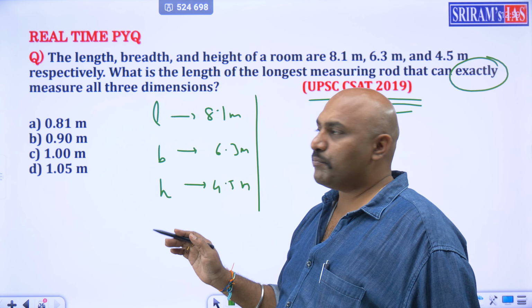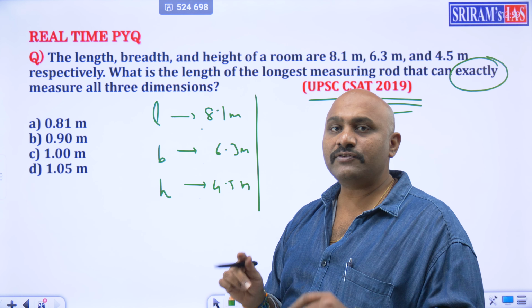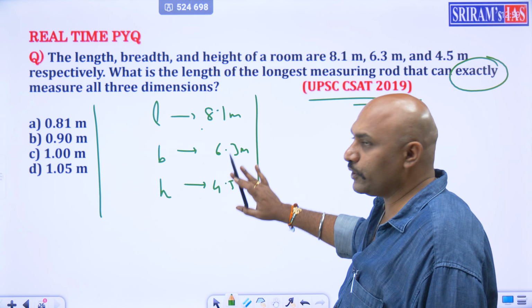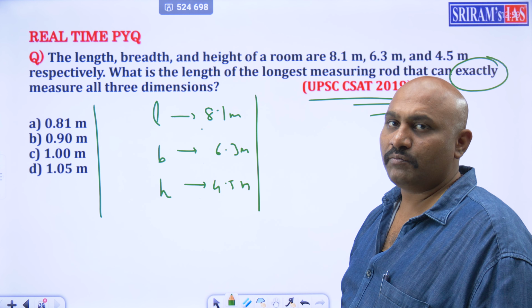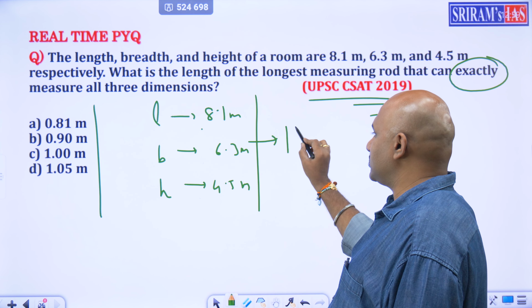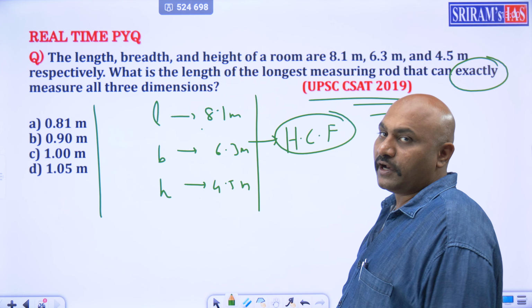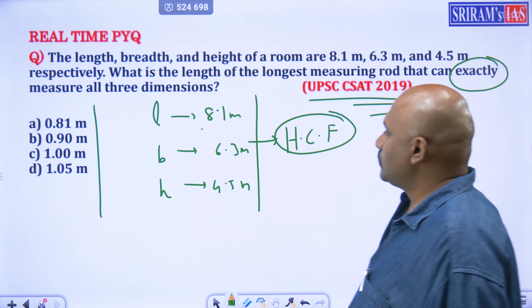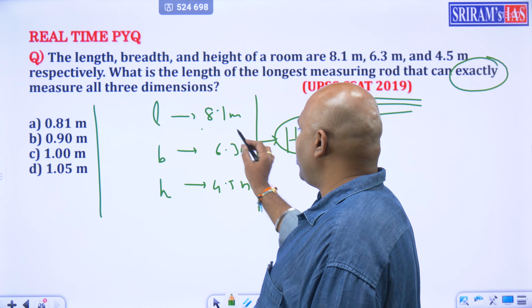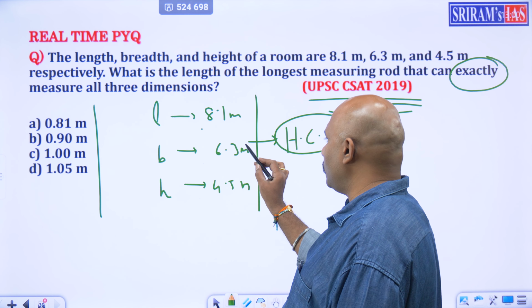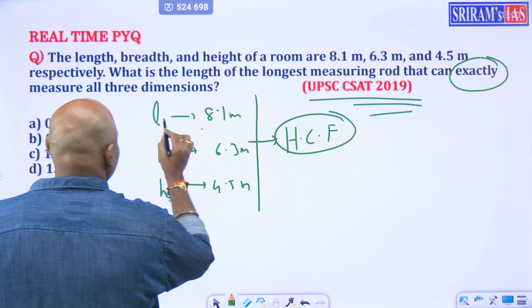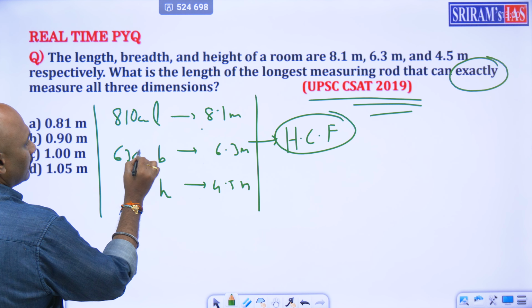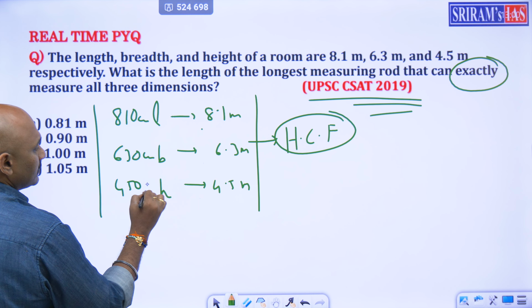Exactly measure means that the number should divide these. So we are looking for a number which is smaller than these, but it should divide 8.1, 6.3 and 4.5. Whenever such questions come, find the HCF, highest common factor, of 8.1, 6.3 and 4.5. How do you find the HCF? 8.1, 6.3, 4.5 are not good numbers, so I will convert them: this can be written as 810 centimeters, 630 centimeters and 450 centimeters.